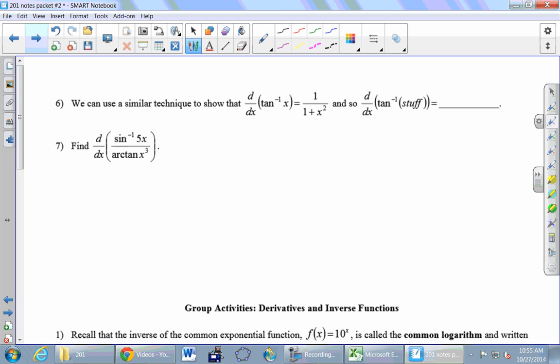But that means we can apply our chain rule now. So inverse tan of x becomes 1 over 1 plus x squared. How about inverse tan of stuff? 1 over 1 plus stuff squared, times derivative of stuff.